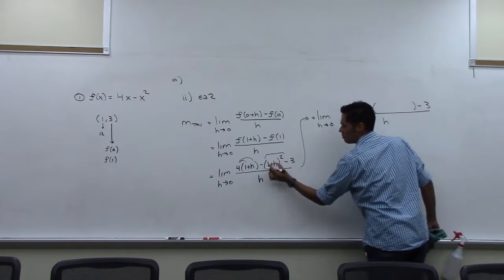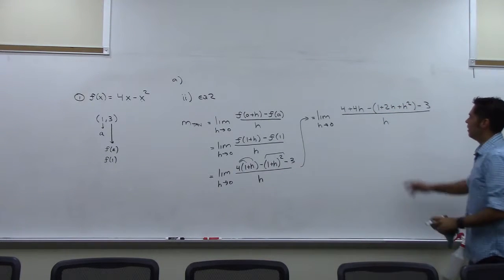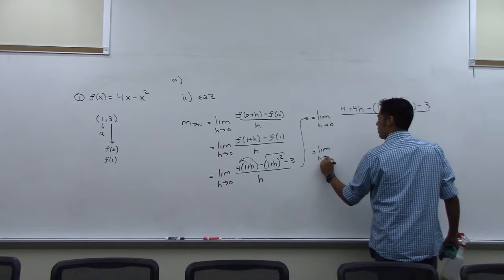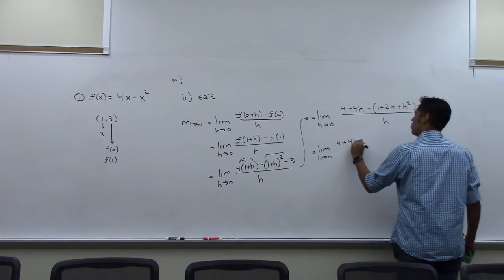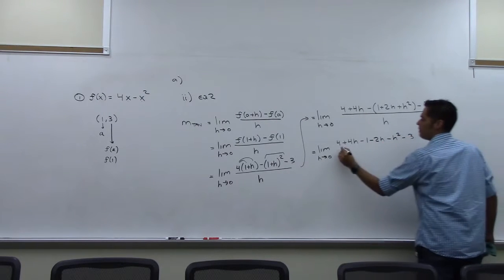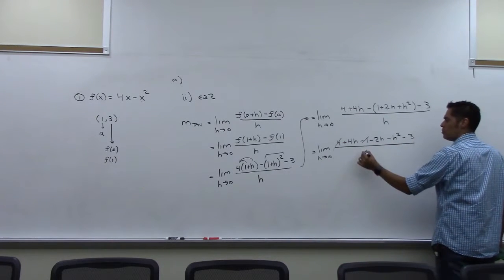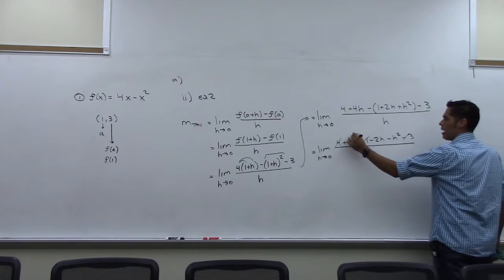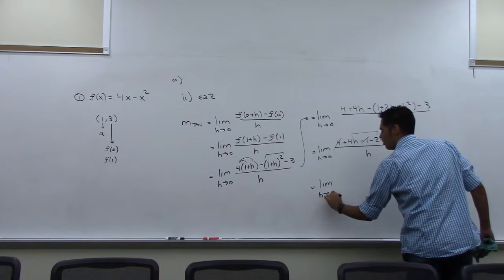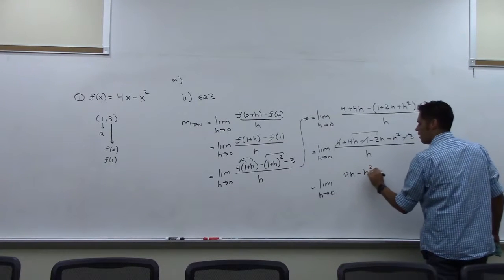So if you do 1 plus h times 1 plus h, you get 1 plus 2h plus h squared. But then we'll have to pass the negative through. So we get limit as h goes to 0, 4 plus 4h minus 1 minus 2h minus h squared minus 3 all over h. And good things are about to happen because I have 4 minus 1 minus 3, that's 0, it's gone completely. I can put these two together. So I should be at the point where I have limit as h goes to 0, 4h take away 2h is 2h. I still have minus h squared and then all over h.